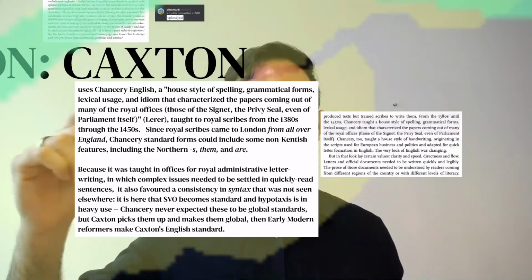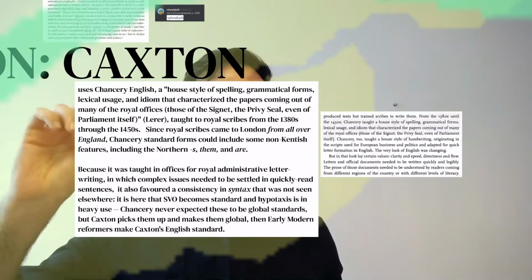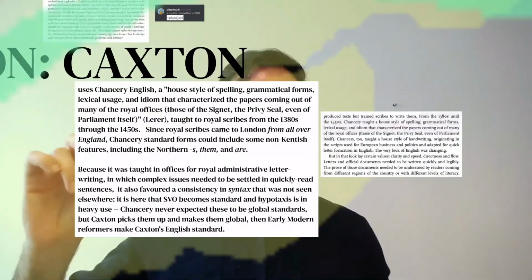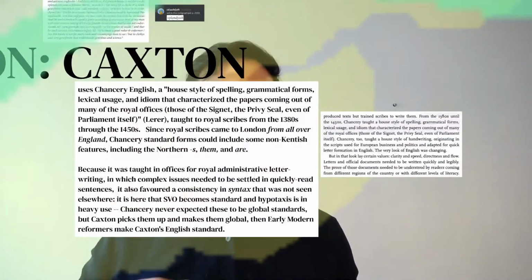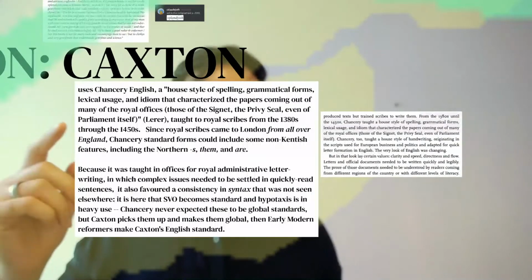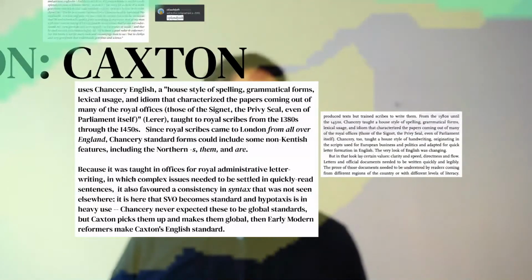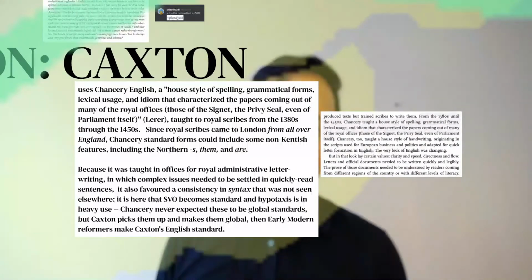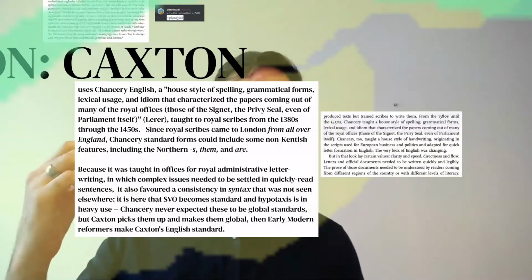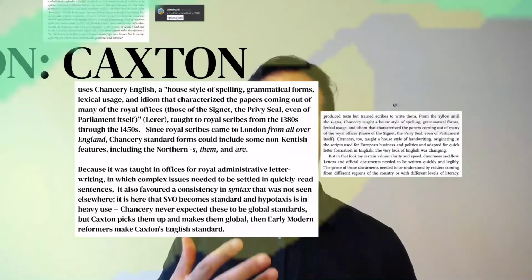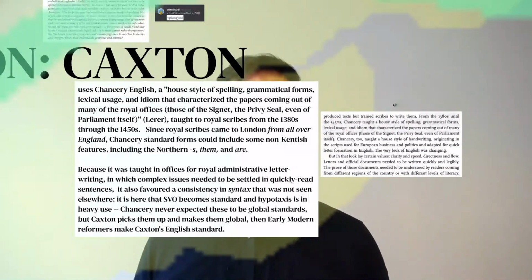That is a house style of spelling and grammatical forms, lexical usage, and idiom that characterized the papers coming out of many of the royal offices in London, which is taught to royal scribes from roughly the 1380s to the 1450s. Since royal scribes came to London from all over England, Chancery standard forms actually started to include some non-Kentish features, including the northern s, them, and r, that is, those northern salient forms that seem to us actually more like what's familiar to us.